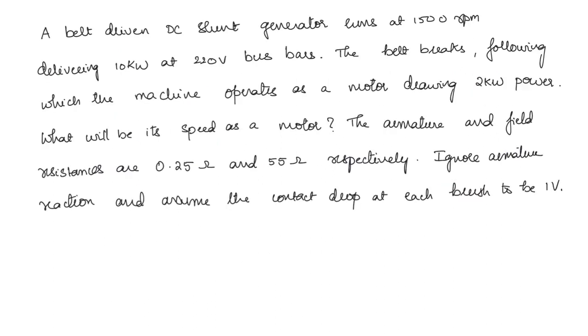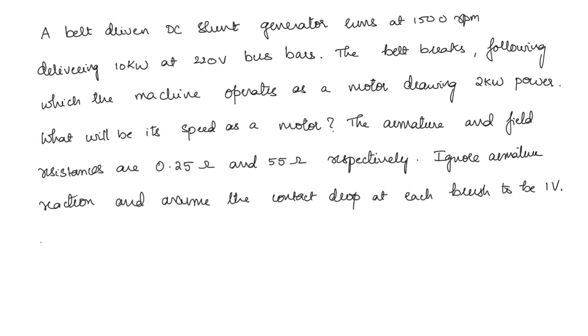The next question: a belt driven DC shunt generator runs at 1500 rpm delivering 10 kilowatt at 220 volt bus bars. The belt breaks, following which the machine operates as a motor drawing 2 kilowatt power. What will be its speed as a motor? The armature and field resistances are 0.25 ohms and 55 ohms respectively. Ignore armature reaction and assume the contact drop at each brush to be 1 volt.